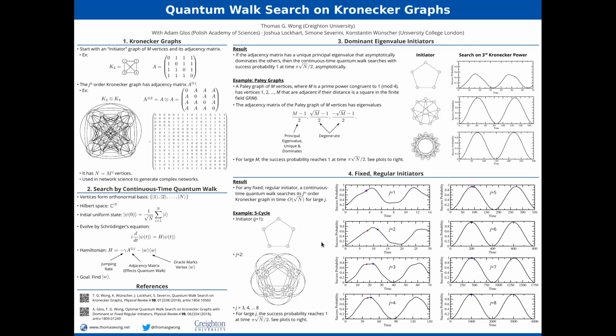And so basically what we showed is that continuous time quantum walks can optimally or quickly search a large variety of Kronecker graphs. In this case, as long as the initiator has a dominant principal eigenvalue that is unique, then as you go up in your family, search on any order Kronecker power is optimal. Whereas here, if you fix your initiator, as long as it's regular and fixed, then as you up your Kronecker order, search is also optimal or fast. And again, more information about this is available in our papers.